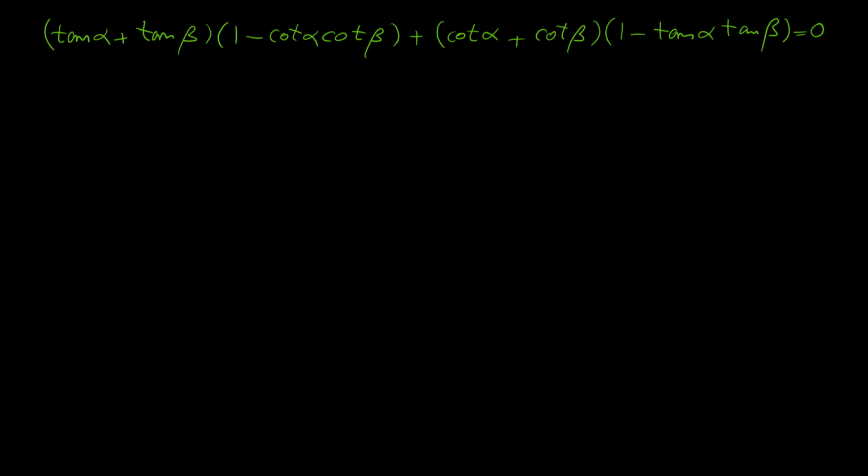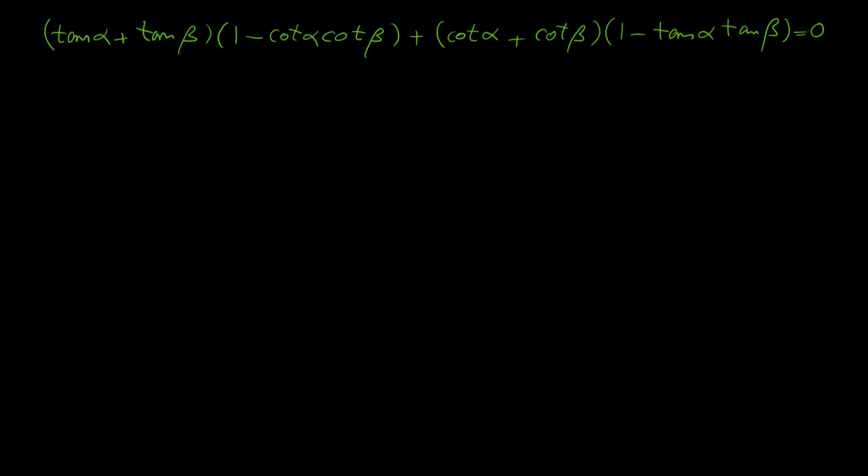So let's see what happens if we multiply the brackets by each other. And again, I have to mention, the other way to prove that this expression is equal to 0 is to write tangent and cotangent in terms of sine and cosine. You can try that way as well. There is no unique way to prove trigonometric identities. There are usually different ways of proving these types of identities.